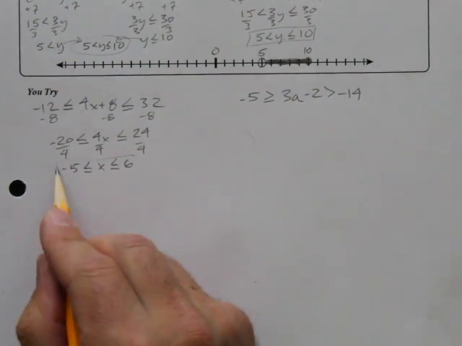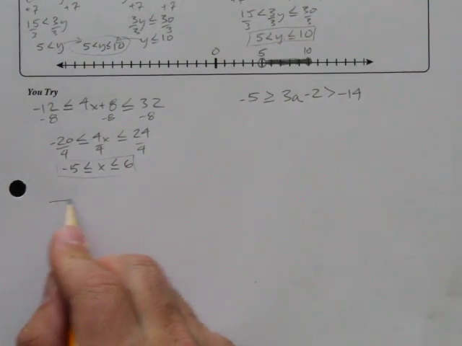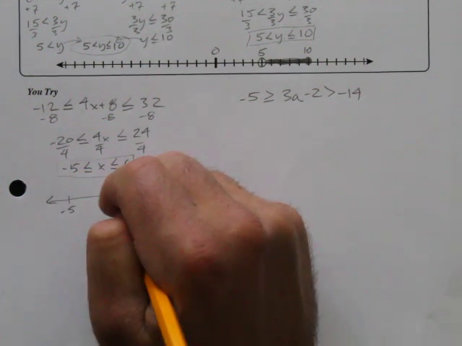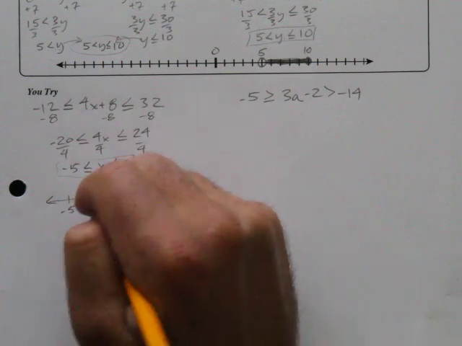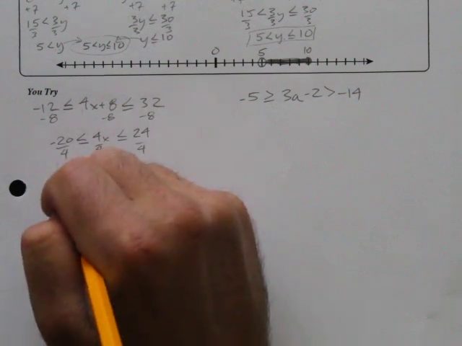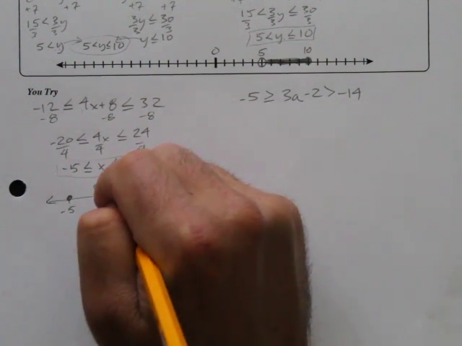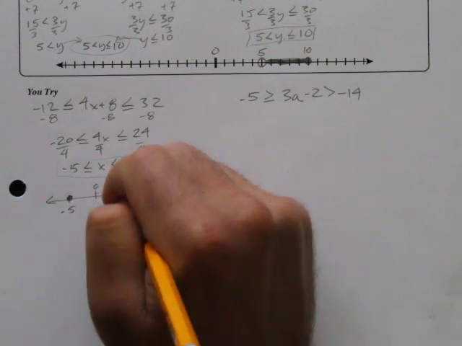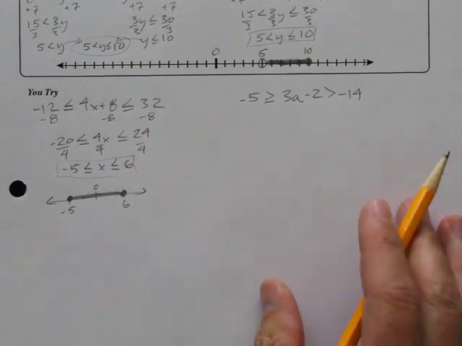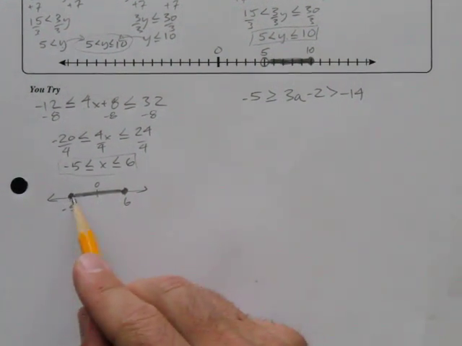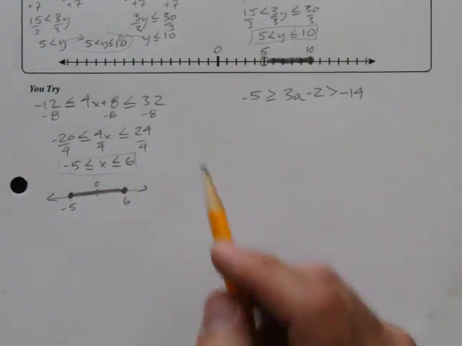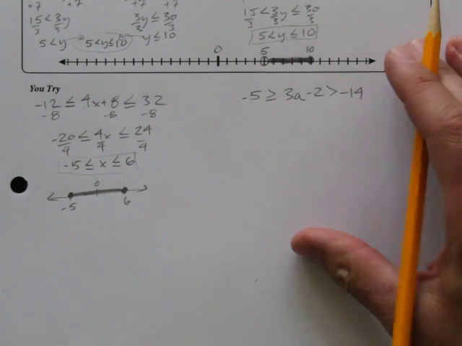So there is my answer, and I'm going to draw a number line. I'm going to put negative 5 over here. I'm going to put positive 6 over here. I'll put 0 right there in the middle-ish. These are both or equals to, so they are both solid. Both of these numbers are included, and x is between them. X is greater than or equal to negative 5, x is less than or equal to 6, right?